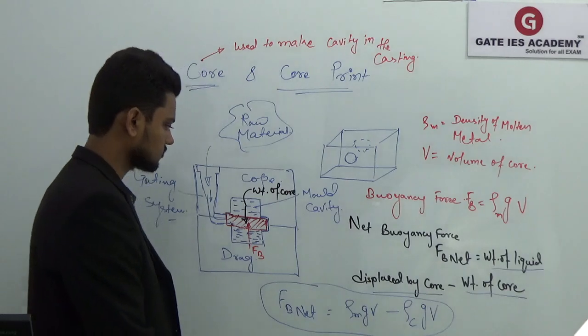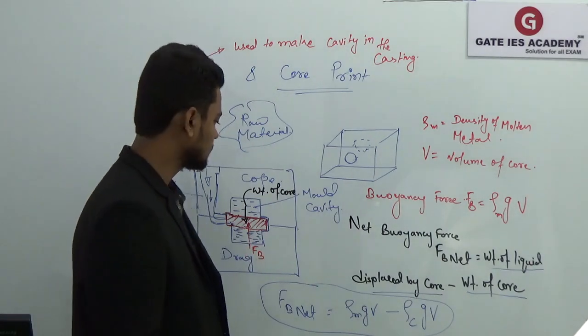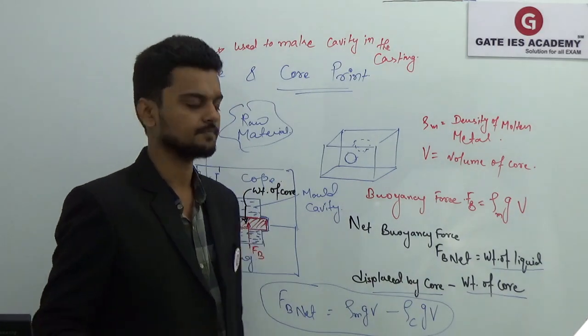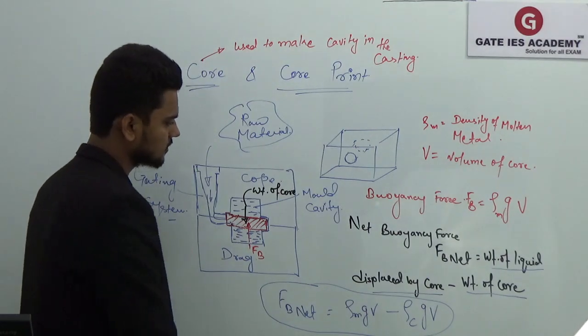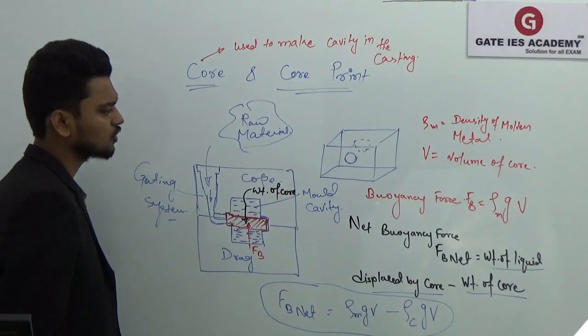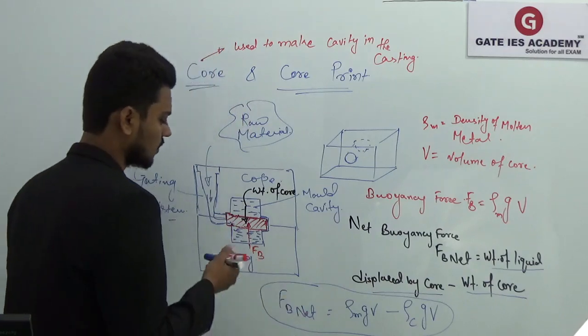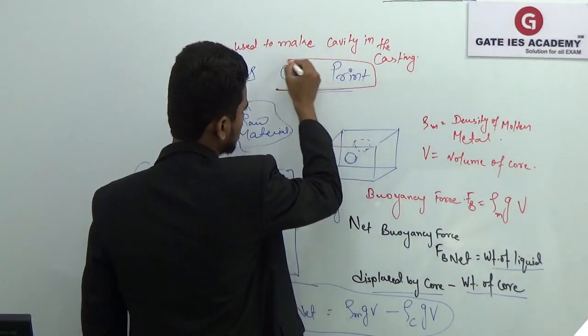So you might be knowing what exactly that buoyancy force is. If you don't know, just go through the fluid mechanics books, you will get that. Okay, so this is the net buoyancy force that acts on the core. So in this way we can find out the net buoyancy force. Now the question is, what is this core print? What is this core print?